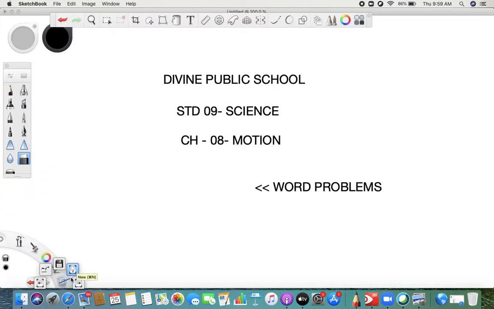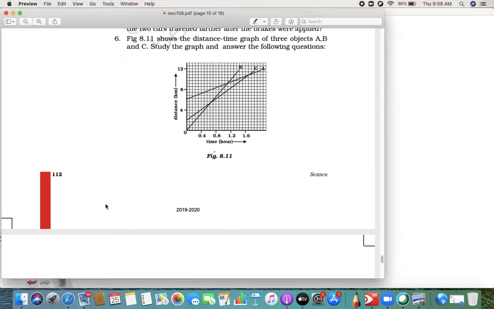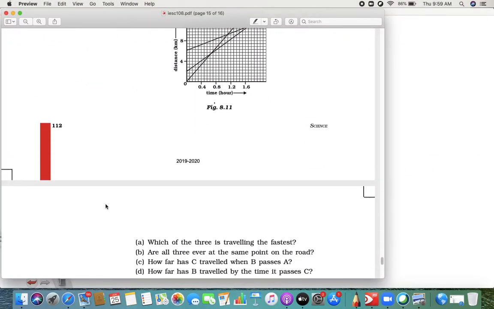So here what we can say is, as I have already given you the solution, which one is the fastest? B is the fastest. Why? Because of the time. Because the time taken by B is the least. Now let's see the next question.